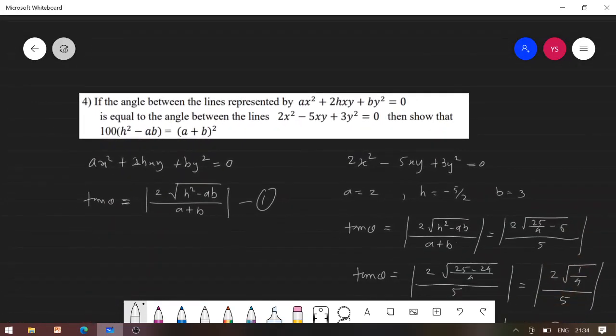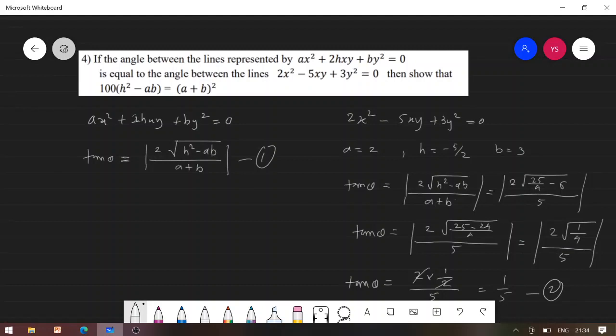So this is the last question belonging to your chapter number 4, Pairs of Straight Lines, from your question bank provided by Maharashtra State Board.